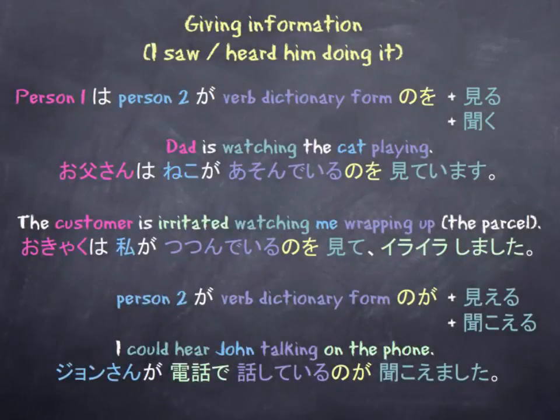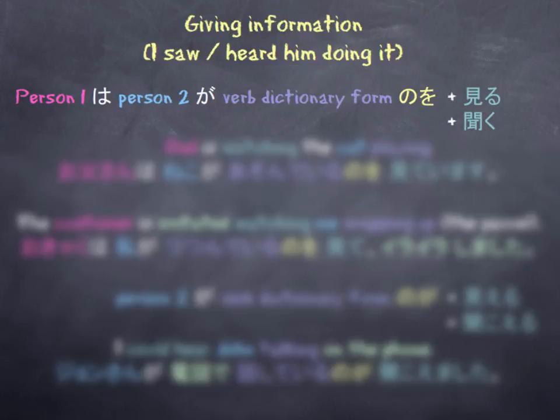Hey guys, today we're going to take a look at how to give information. For example, I saw or I heard someone doing something. So to start with, we'll have the first person followed by the particle wa. Then we'll have the second person followed by the particle ga. Then we'll put our verb into its dictionary form and we'll finish with the particles no and o.